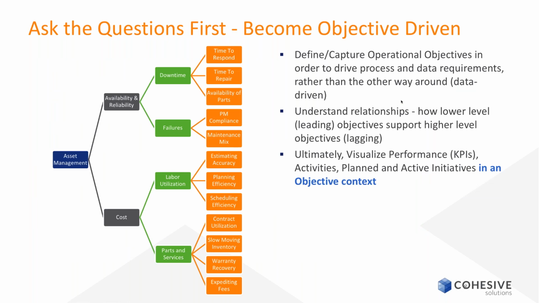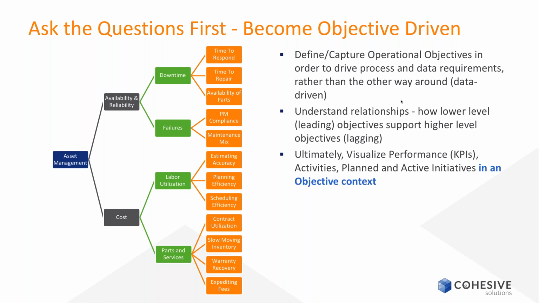Becoming objective-driven is necessary to define the questions up front. Typically, organizations will organize their goals or objectives in some hierarchical structure unique to each business. Starting with these goals, we can drive our process and data requirements, rather than the other way around, which is more of a tail-wagging-the-dog, data-driven approach. Understanding relationships is key. How are higher-level objectives supported by lower-level objectives?